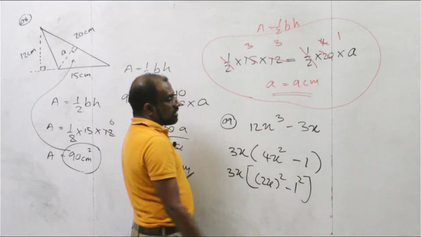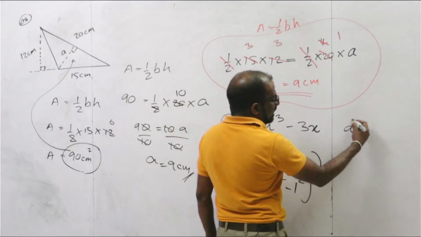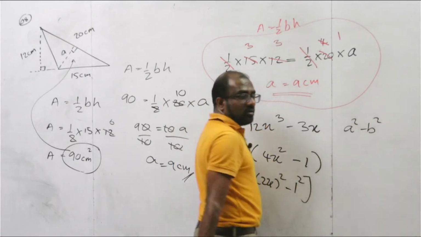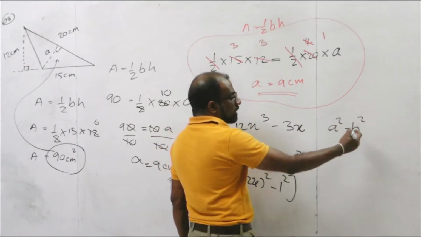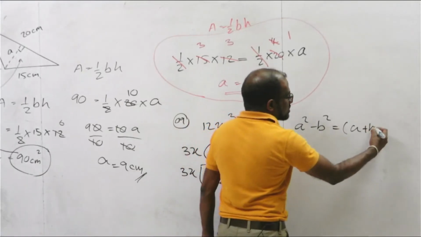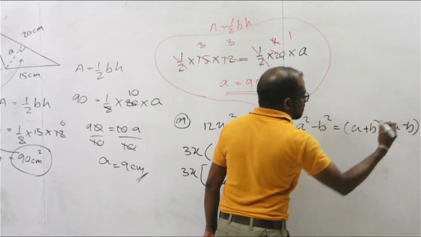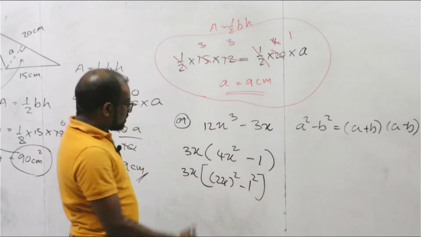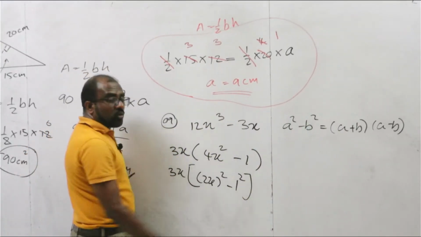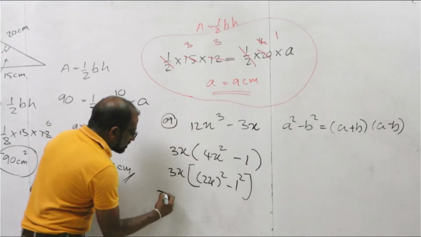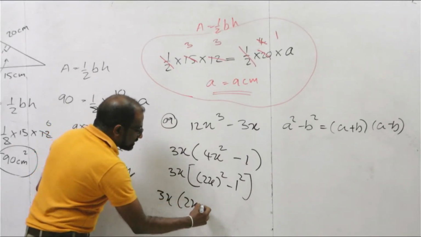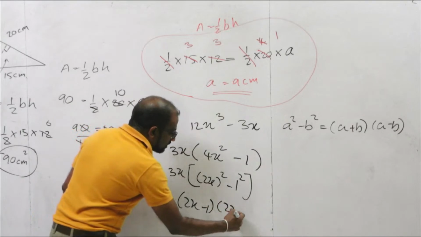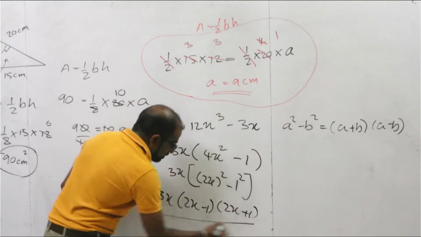Remember the difference of two squares theorem. A squared minus b squared, such an expression you can factor as a plus b, a minus b. So 2x squared minus 1 squared, how can you factorize? You can factor it as 2x minus 1, other factor 2x plus 1.